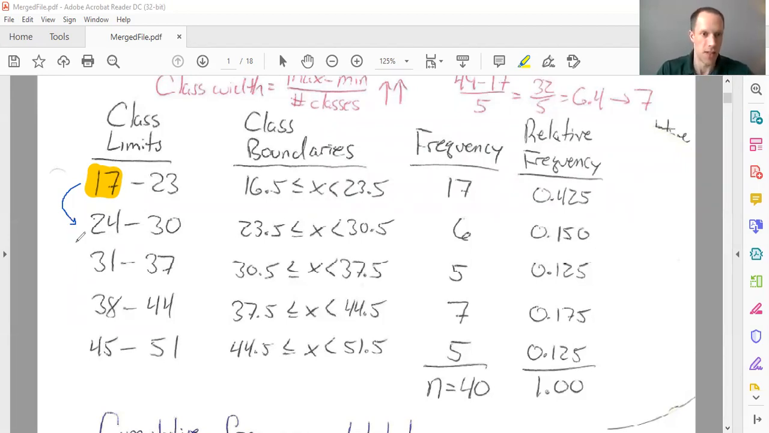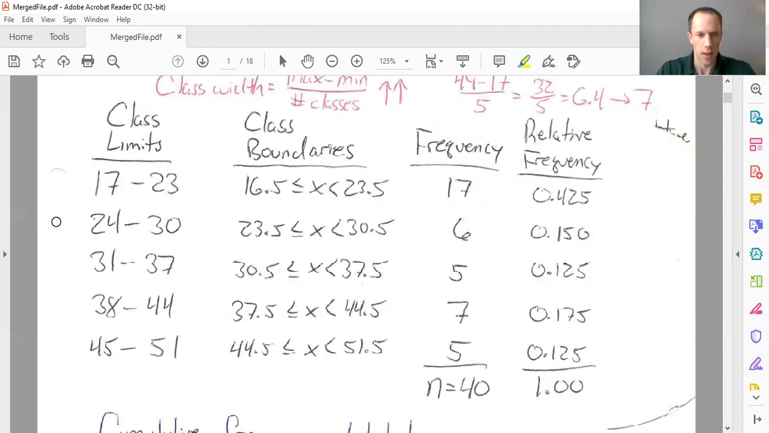So 17 plus 7 is 24. That gives me the lower limit of the second class. If I add 7 again, I'll get the lower limit of the next class, which is 31. Add 7 again, I get 38. Add 7 again, I get 45. Now, once I have the lower limits of all my classes, then I can start to get the upper limits.